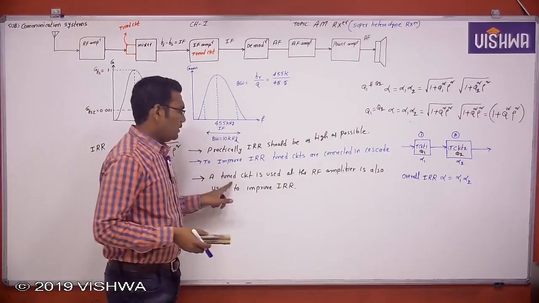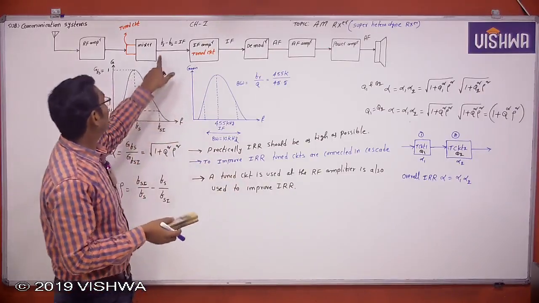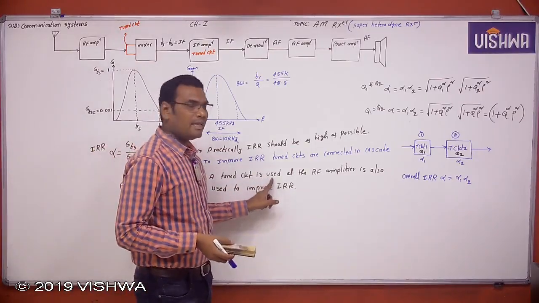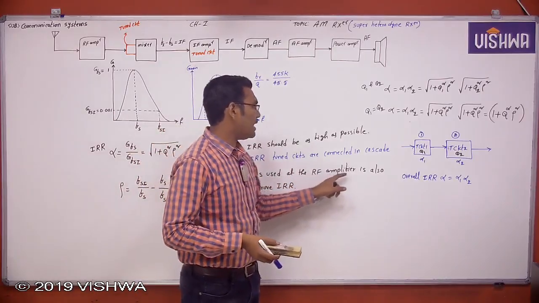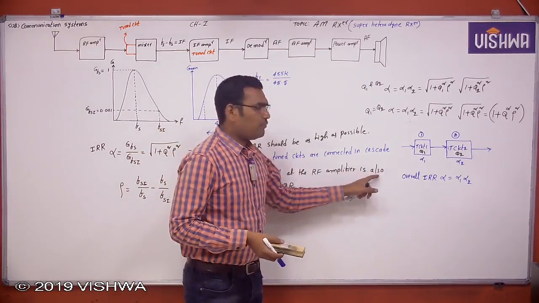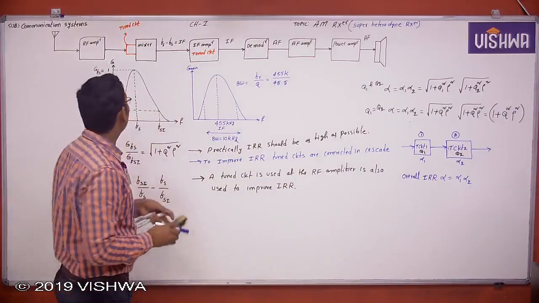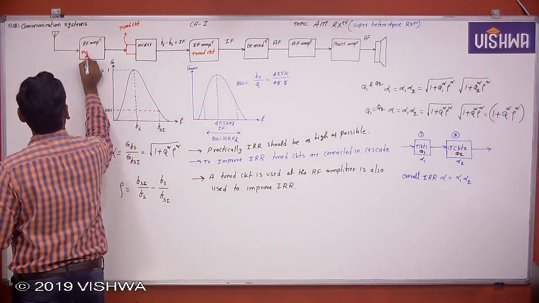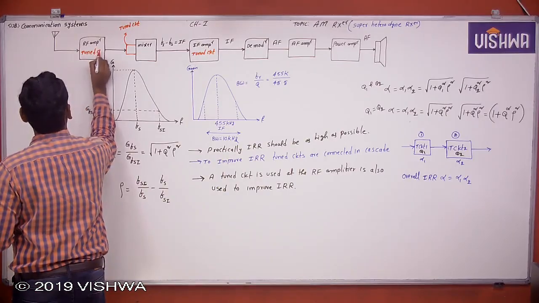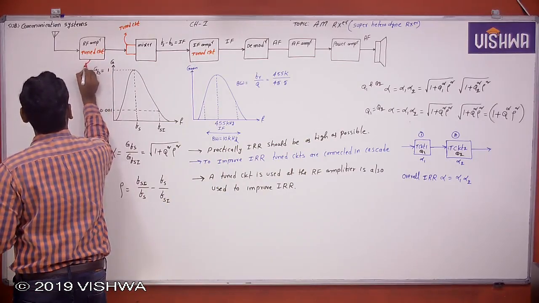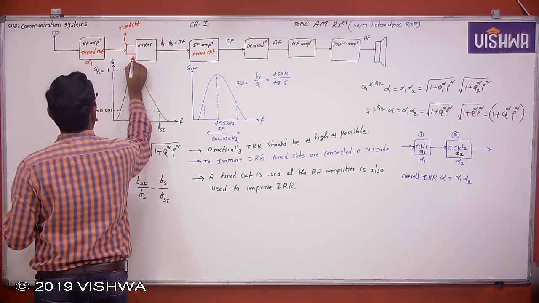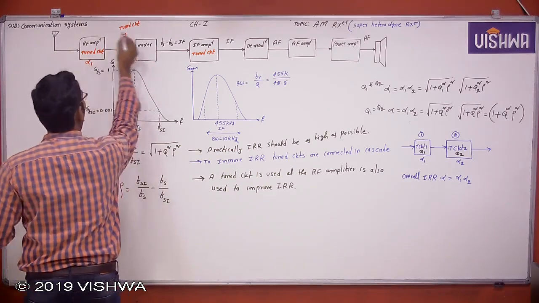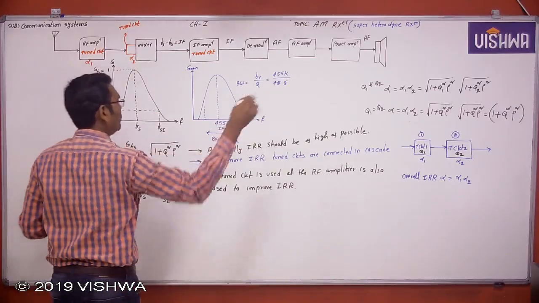So a tuned circuit is used at the input of the mixer, and at the same time a tuned circuit is used at the RF amplifier, which is also used to improve the image rejection ratio, which means that a tuned circuit is used here. Now this is the tuned circuit. Let us assume here this is alpha 1, this is alpha 2. So overall image rejection ratio is alpha 1 into alpha 2.